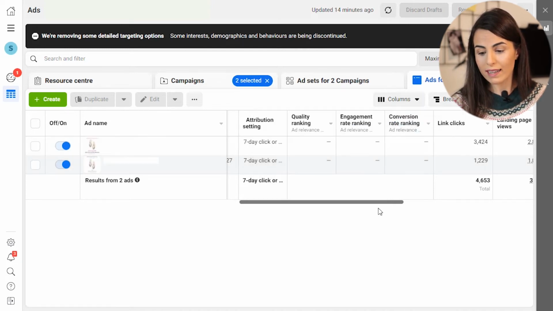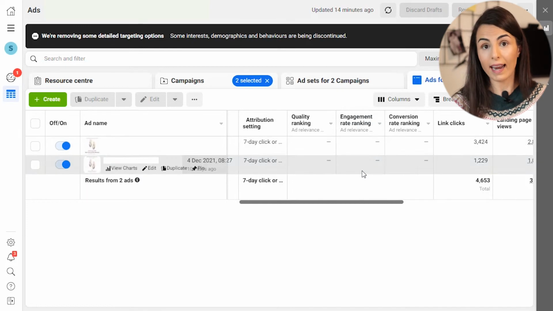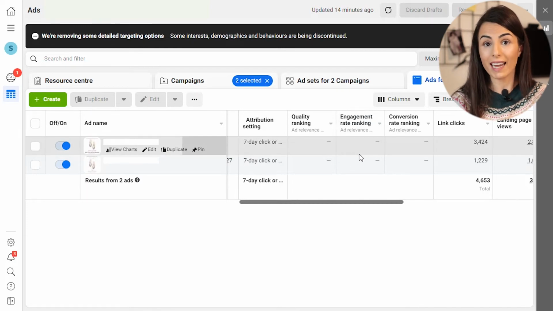After the conversion rate ranking, you have the engagement rate ranking, and it's about how much engagement your ads will be having. Also, this metric is estimated, and with this metric, Facebook aims to make sure that your ads are appealing to the audience. So also for this metric, aim for average or above average.